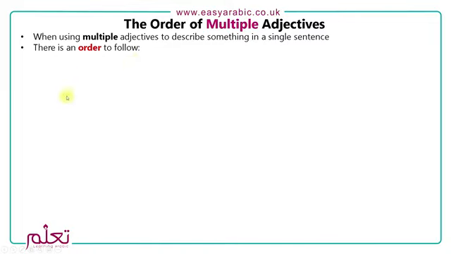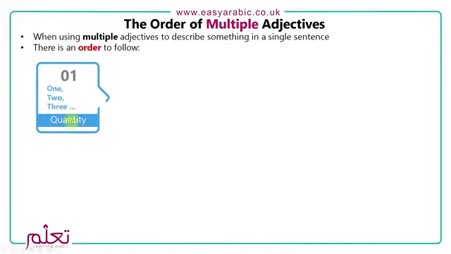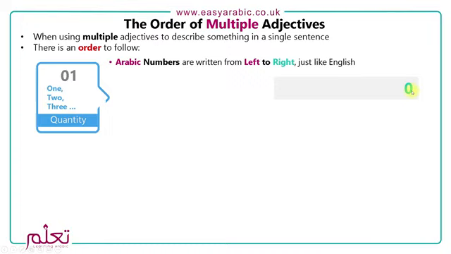So the first thing is quantity. Okay, in Arabic, we have 1, 2, 3, so we're using numbers. When you define one item or two items or 5 items, the number will generally come at the beginning. Arabic numbers are written from left to right, just like in English. So if we just quickly go through these, we've got 0, which looks like that in Arabic, and is called sifr.